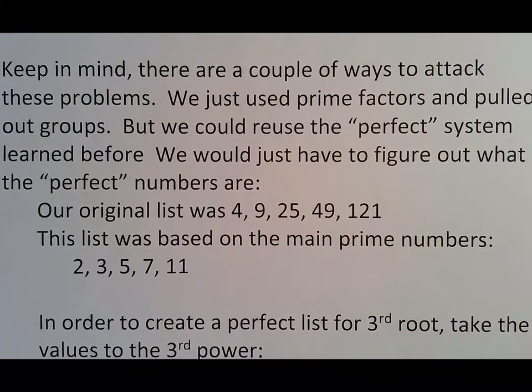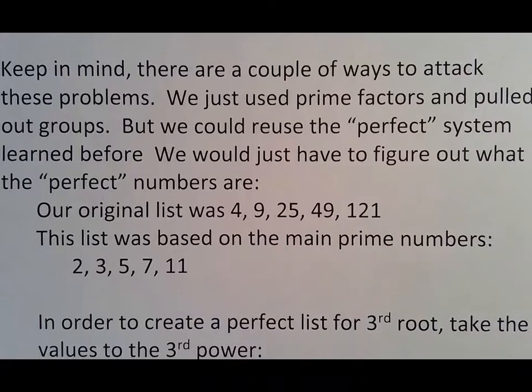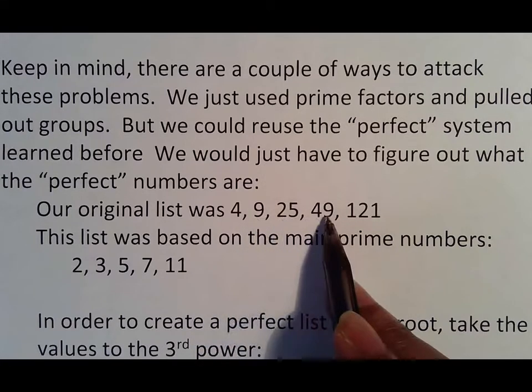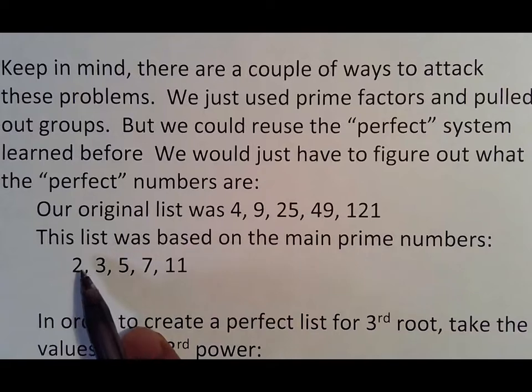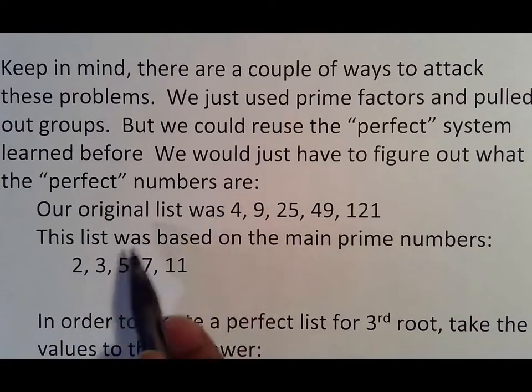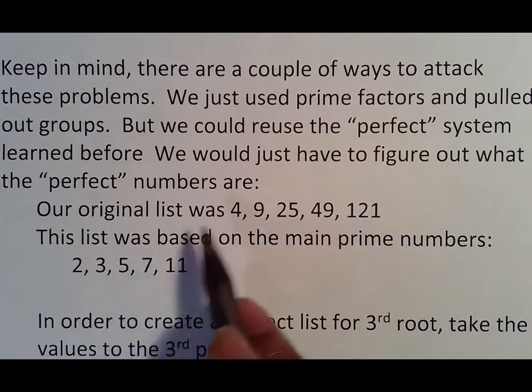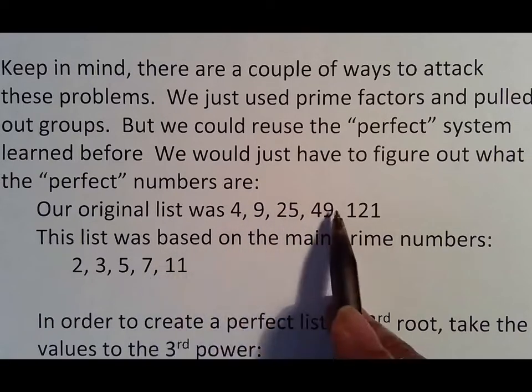We just used prime factors and pulled out groups, but we could use the perfect system that we used before. We would just have to figure out what the perfect numbers are. If you think about it, our numbers were 4, 9, 25, 49, also 121, and that was based on the main prime number. So for example, 2 times 2 is 4, 3 times 3 is 9, 5 times 5 is 25, 7 times 7 is 49, and so on.